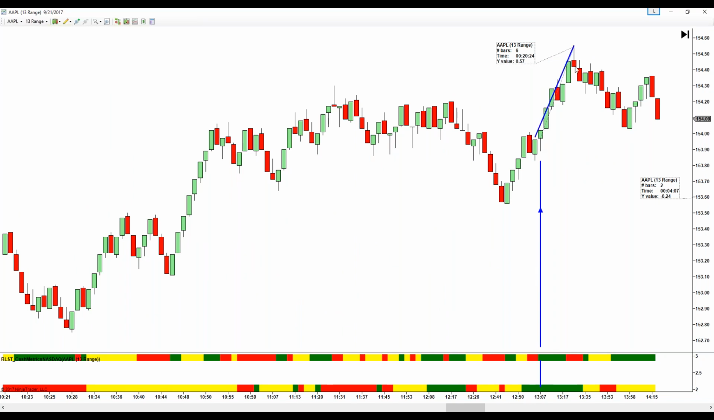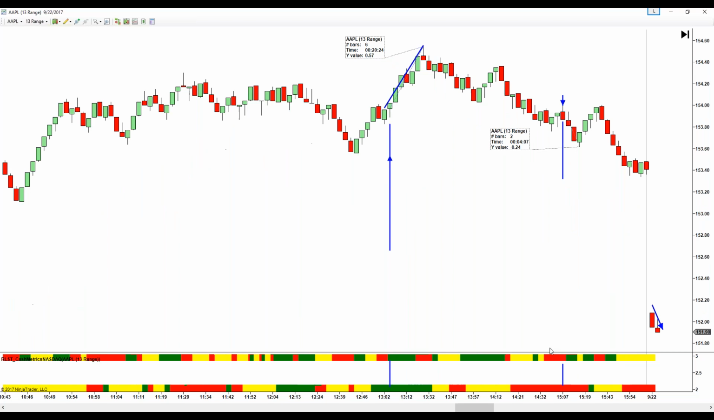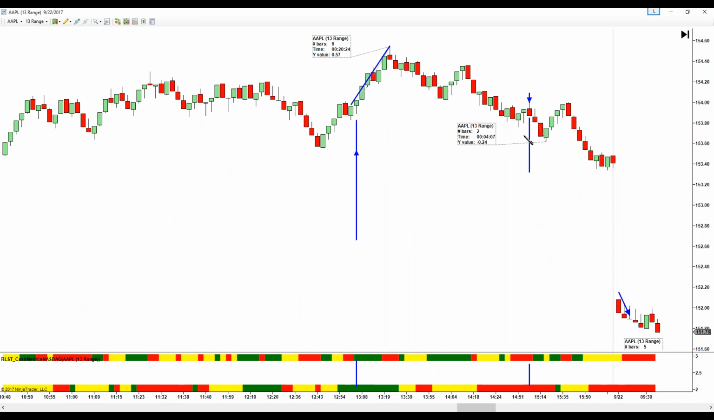Up you go, 57 cents. Now you're up about 50. And remember, on dual signals, there has not been a loser. Here's another one. Red, red. It's a small winner. It's the move up. You take the roll back to the downside for 24 cents. So you make about $1.60, $1.70 without a loser.